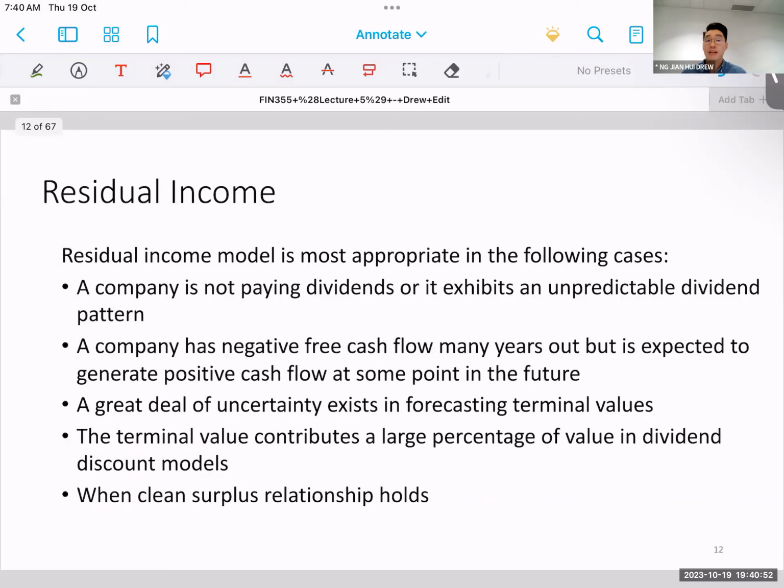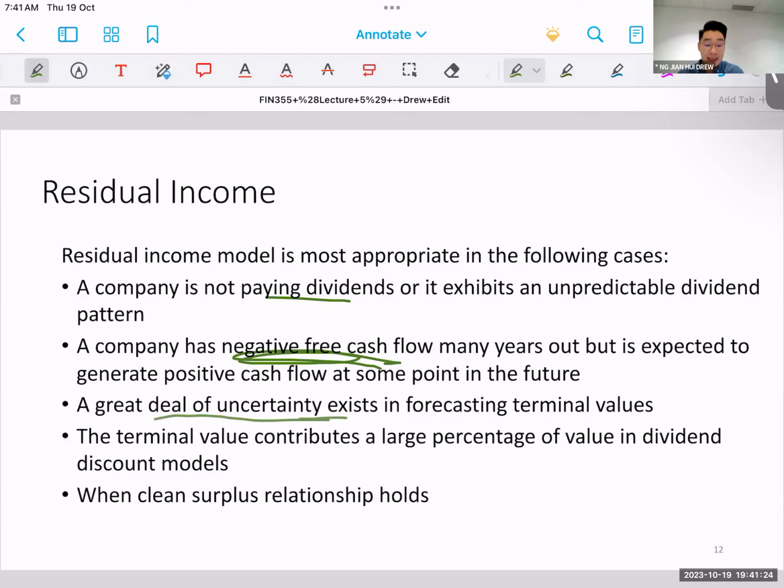So there are some cases where residual income is quite good, such as when the firm does not pay dividends or has negative cash flow. When there is negative cash flow, it is better to use residual income, because if you use free cash flow for a negative cash flow firm, you tend to get a negative value, and that doesn't make too much sense. If your valuation of the firm is negative, then why do you even value the firm in the first place?